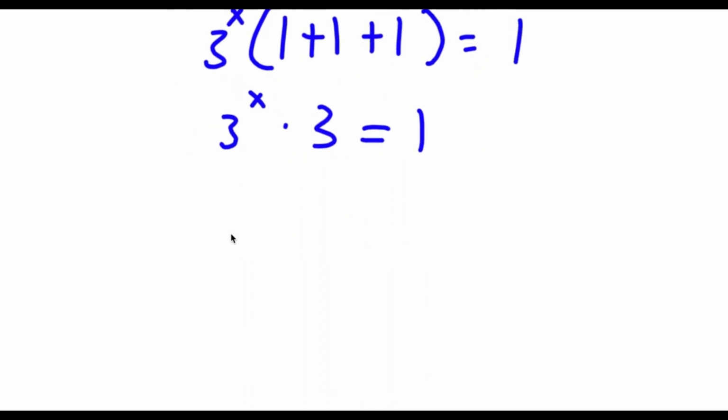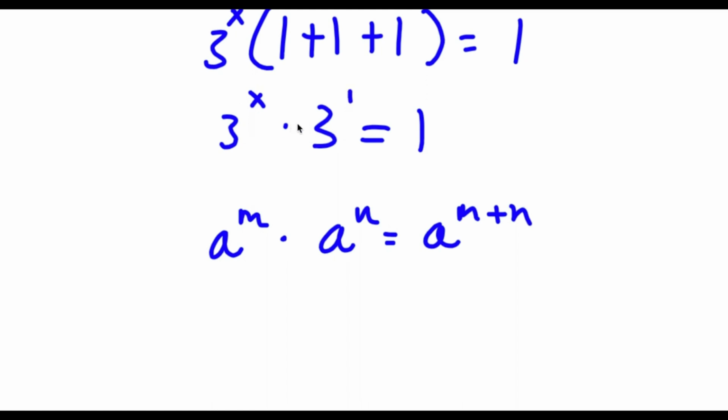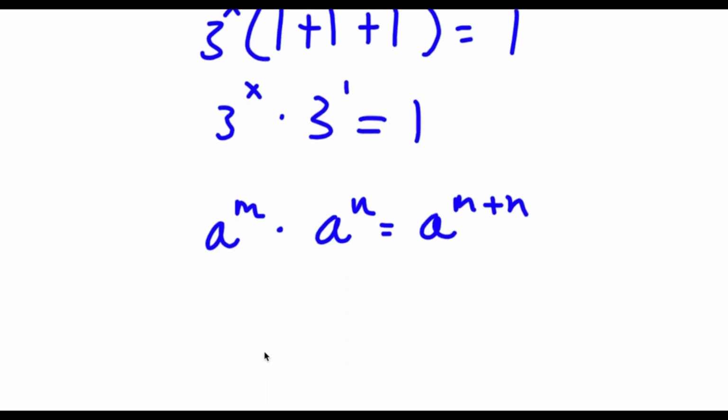Now, if I have something in the form a to the power of m times a to the power of n, this is equal to a to the power of m plus n. So we can think of 3 as 3 to the power of 1. So 3 to the power of x times 3 to the power of 1, that's going to equal 3 to the power of x plus 1, which is equal to 1.